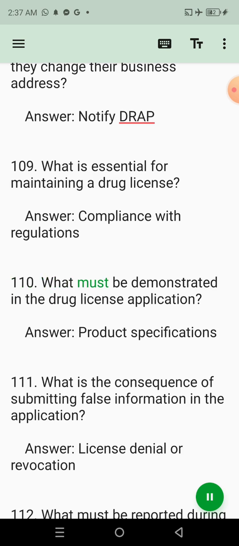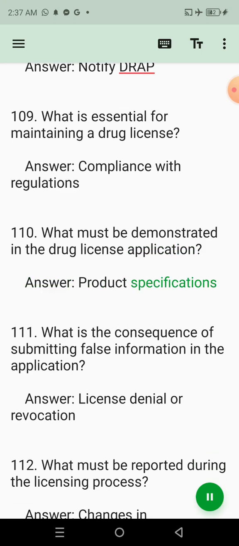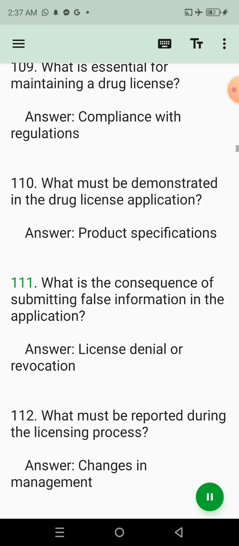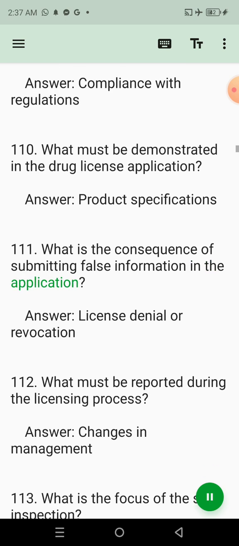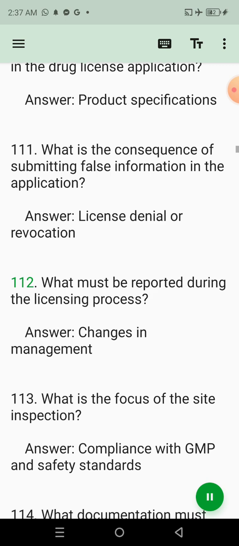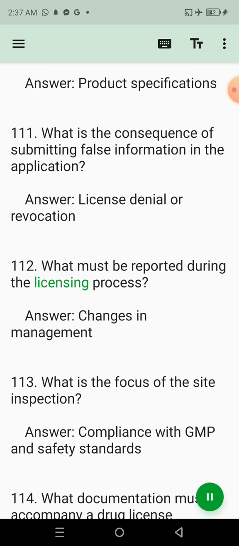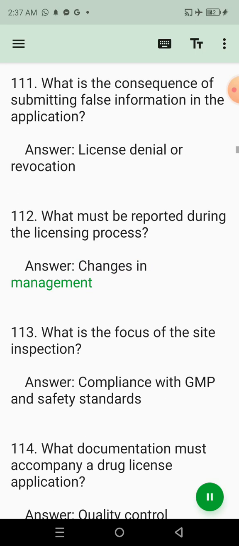110. What must be demonstrated in the drug license application? Answer: product specifications. 111. What is the consequence of submitting false information in the application? Answer: license denial or revocation. 112. What must be reported during the licensing process? Answer: changes in management.